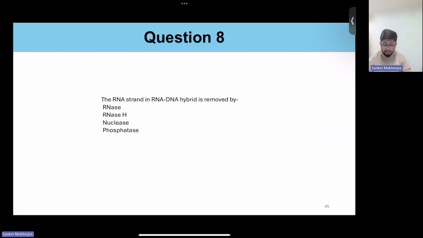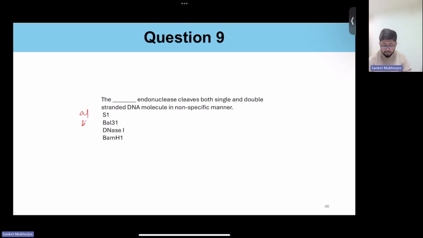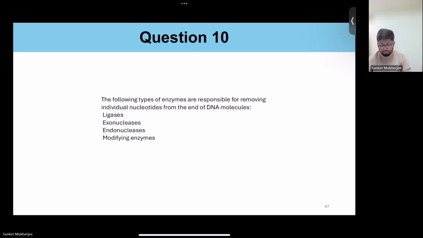The RNA strand in the RNA-DNA hybrid is removed by RNase H, nuclease, or phosphatase. We already talked about this in the Gubler-Hoffman method. RNase H is used. The dash endonuclease cleaves both single and double-stranded DNA molecules in a non-specific manner. It is DNase 1.